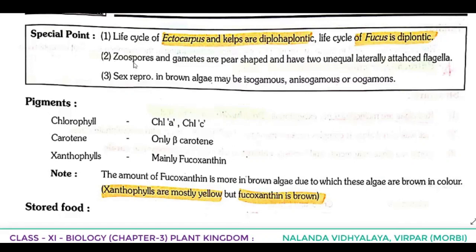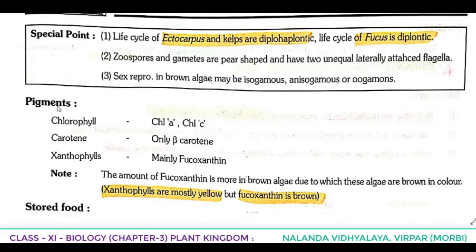Zoospores and gametes are pear-shaped and have two unequal laterally attached flagella. Sexual reproduction in brown algae may be isogamous, anisogamous or oogamous. Oogamous spelling you have to correct. It's given oogamous, M-O-U-S, it will be there. Please correct that.